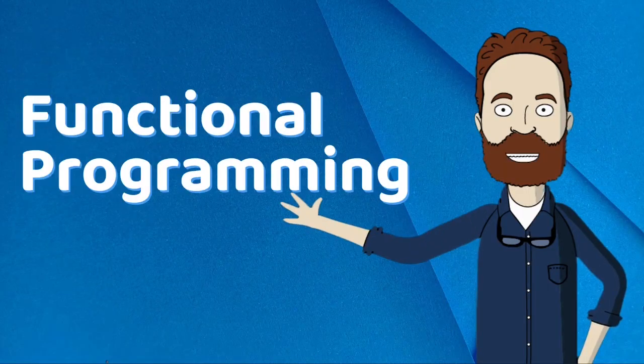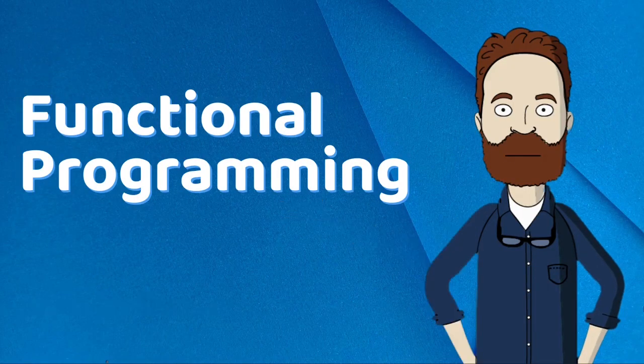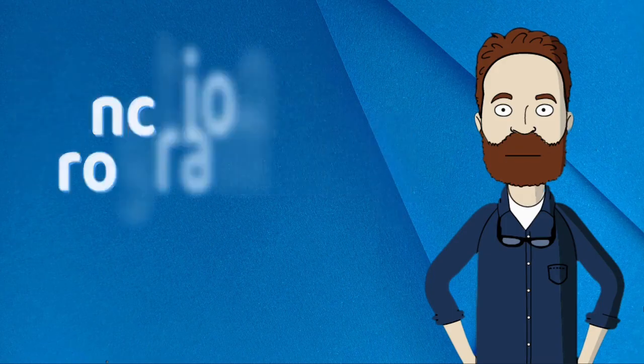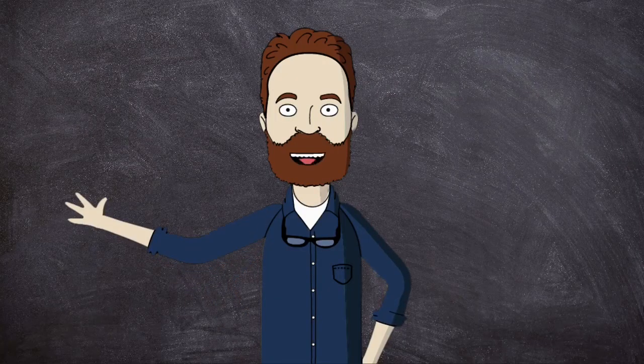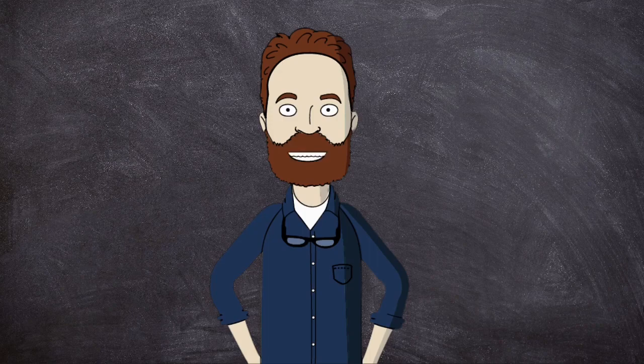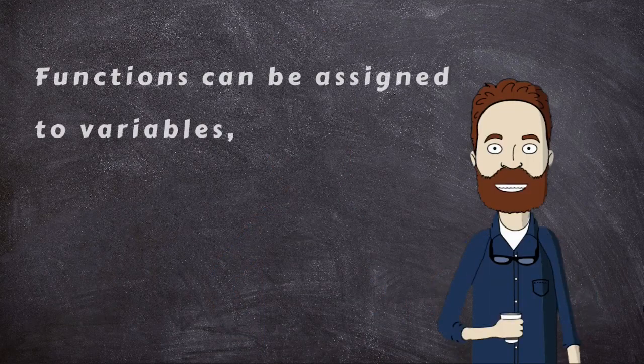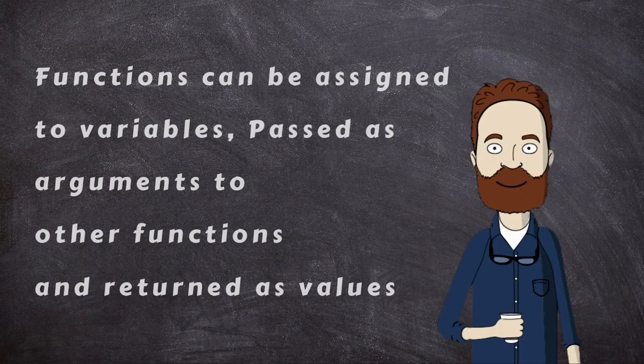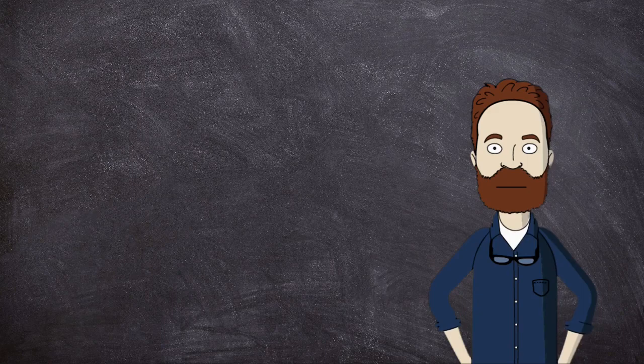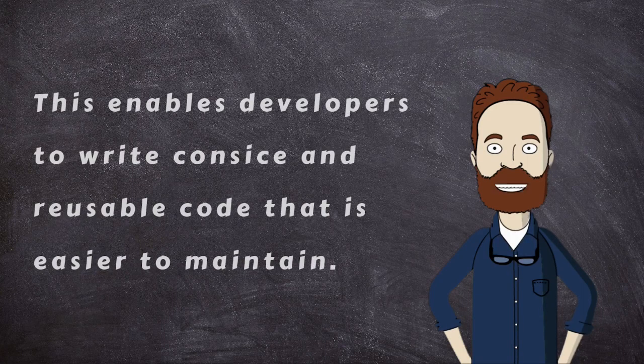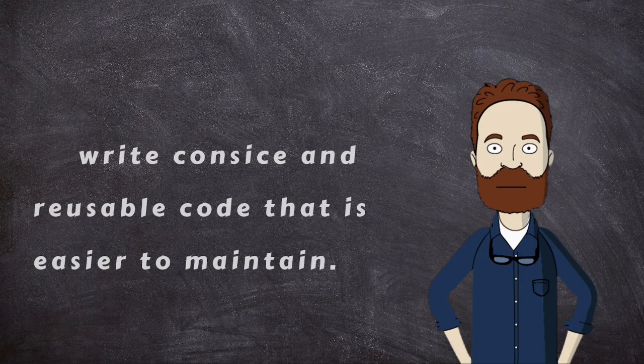Now I will explain you another feature of JavaScript, known as functional programming. JavaScript is a functional programming language, which means that it treats functions as first-class citizens. Functions can be assigned to variables, passed as arguments to other functions, and returned as values. This enables developers to write concise and reusable code that is easier to maintain.